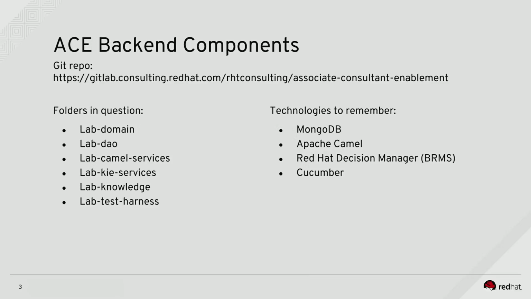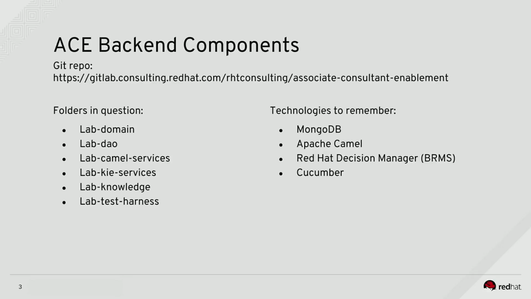DAO is what we use to communicate to MongoDB. Those are the data access objects. Camel services is what Apache Camel uses as a route, as it is so called, to connect these services to each other. Key services is where we have our business automation logic. That is where the Red Hat Decision Manager's functionality resides.